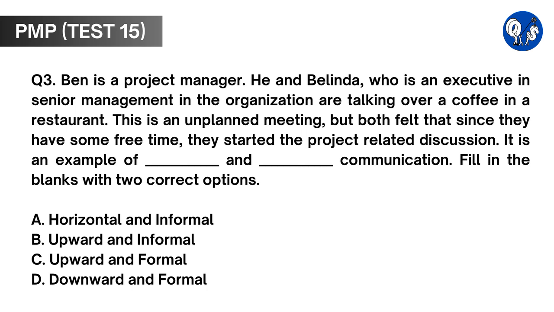In this scenario, Ben is having an ad hoc discussion with Belinda. Since this is an ad hoc discussion, it is a form of informal communication. And if you consider the position of the 2 people involved in the discussion, Ben being a project manager and Belinda being a part of the senior management group, this is clearly upward communication.